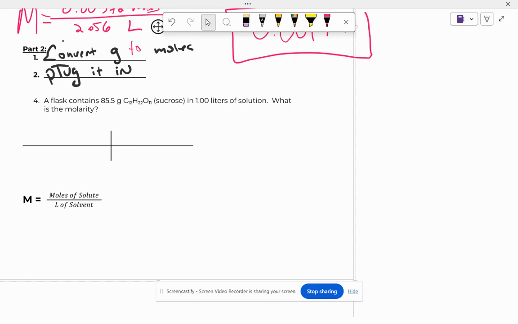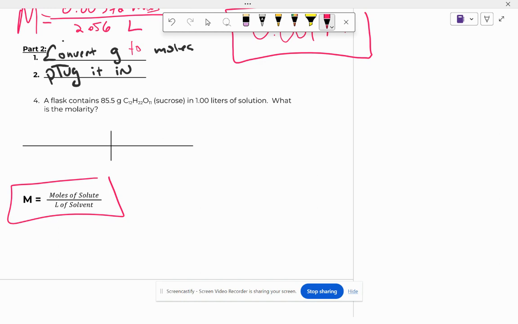You guys are really good at converting grams to moles, all right? So this is a little bit more practical. A flask contains 85.5 grams of sucrose in 1 liter, which is sugar. What is the molarity? What I can't do is just plug in 85 over 1. You can't do 85 grams over 1 liter. It has to be in moles and it has to be in liters to plug it in to our final equation.